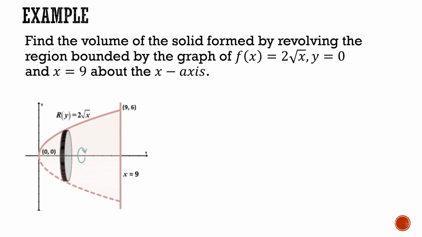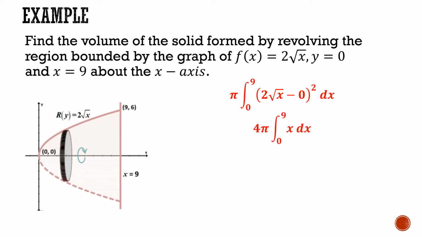All right, so when I integrate it, again, because I'm going around the x-axis, I want everything to be in terms of x. And I'm doing top minus bottom. So our top is going to be 2 root x. Our bottom, again, is going to be 0. Our bounds on the x-axis is from 0 to 9, and so I just simply plug it into my formula. So I get pi, integral from 0 to 9, 2 root x minus 0 squared dx.